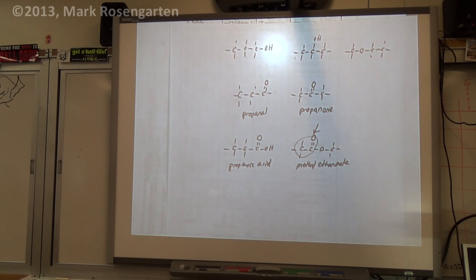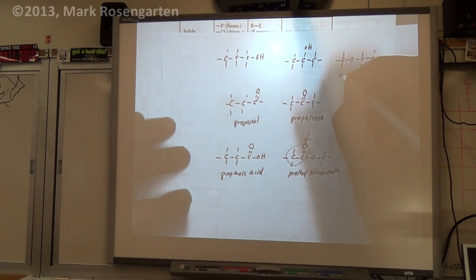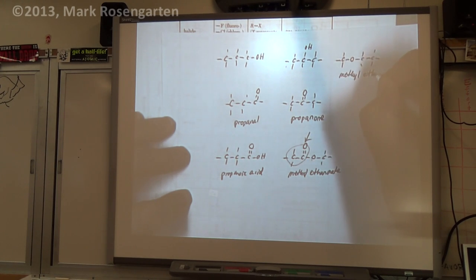Yes, ma'am? So for naming esters and ethers, do you go from right to left? No, you do not. When naming an ether, you just simply name it for what's on either side of the oxygen, starting with the shorter chain. The shorter chain here is methyl. The longer chain here is ethyl. That's methyl ethyl ether.